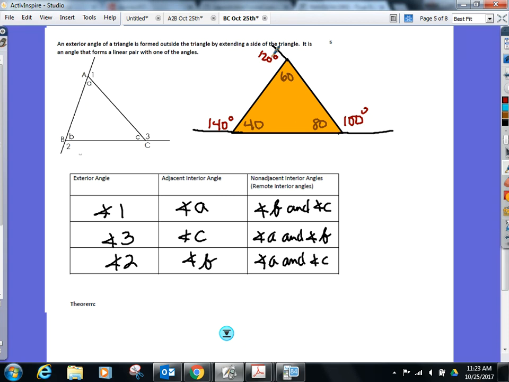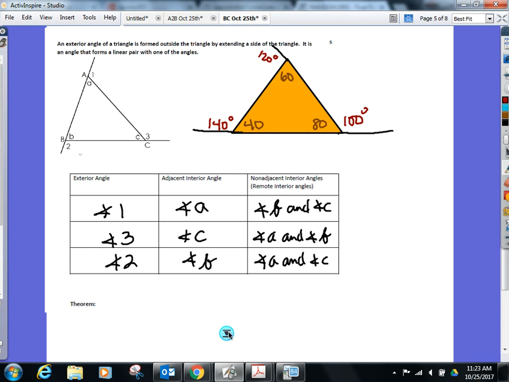Everybody, somebody pick an exterior angle for me. 100. Everyone see 100? Name the two angles that are remote interior to 100 degrees. 60 and 40. Somebody name another exterior angle up there. 120. Name the two remote interior angles for 120. Oh, what are you telling me now? That the exterior angle is equal to the remote interiors added up. Does that work for the final one too? Does 140 equal 60 plus 80? Okay, so you guys just found the theorem.